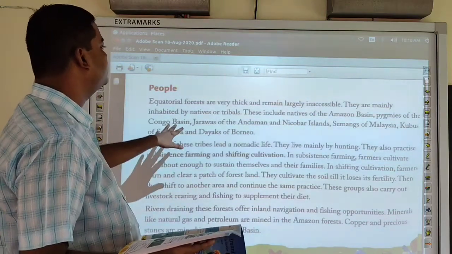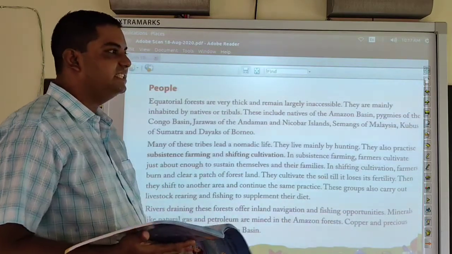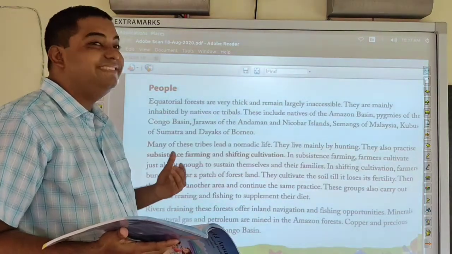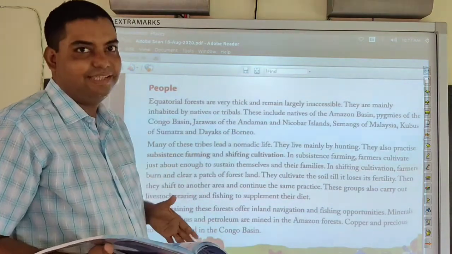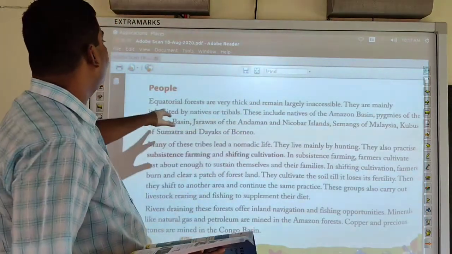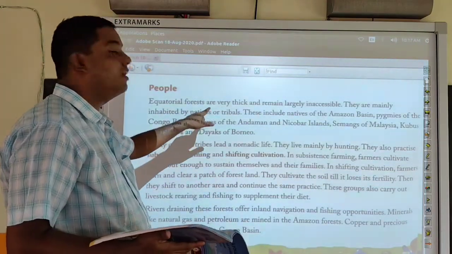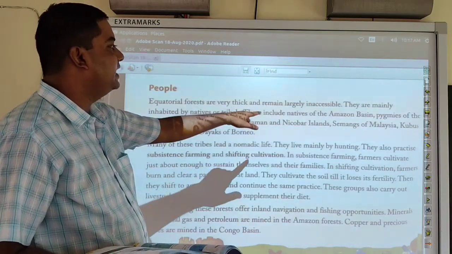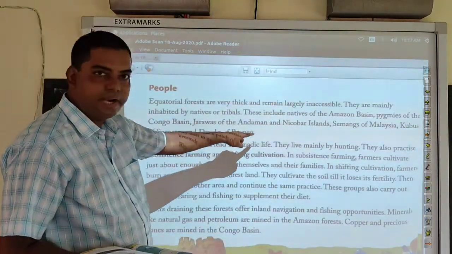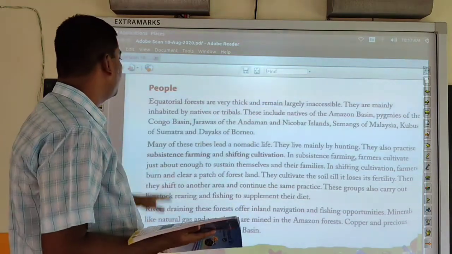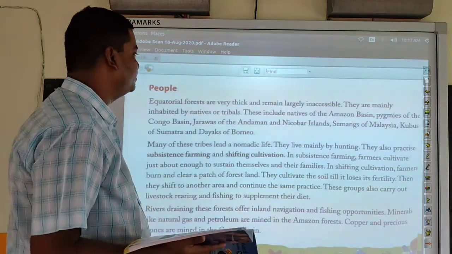So, equatorial rainforests are very thick and remain largely inaccessible. Inaccessible means they are not easily available, or people do not enter that area so comfortably. They are really inhabited, that is, occupied by tribals or natives. These include natives of the Amazon basin, pygmies of the Congo basin, Jarawas of the Andaman and Nicobar Islands, Simans of Malaysia, Kuburus of Sumatra, and Dayaks of Borneo.